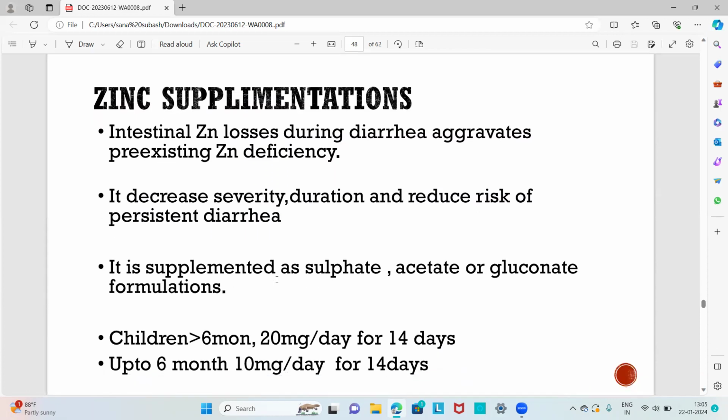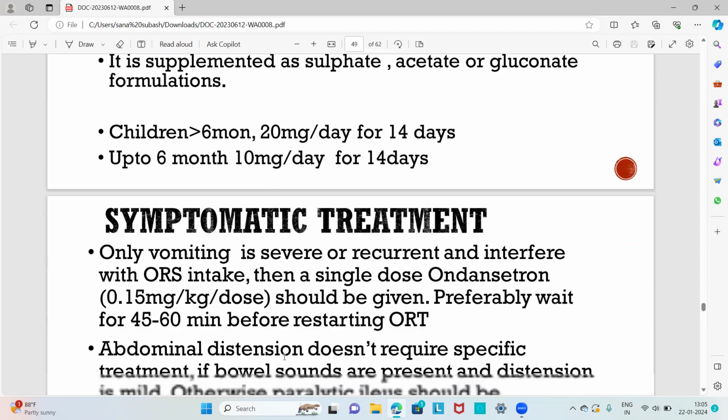Then along with ORS, we have to supplement zinc. Intestinal zinc losses during diarrhea aggravate pre-existing zinc deficiency. Zinc decreases severity and duration and reduces the risk of persistent diarrhea. It is supplemented as zinc sulfate, zinc acetate, or gluconate formulations. In children older than 6 months, we give 20 milligrams per day for 14 days. Up to 6 months, we give 10 milligrams per day for 14 days. So the dose is important. It is asked as a 1 mark question.